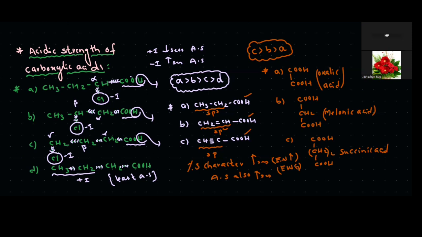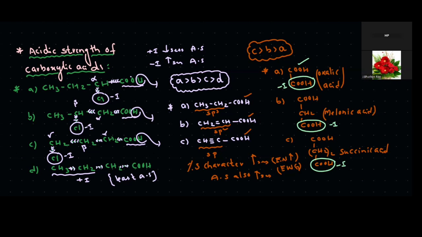Now, generally we can identify this. This group alone, COOH, acts as a minus I. Here this group alone also acts as a minus I. Here also minus I. So generally, the minus I group is directly attached to the carboxylic acid in the first case. In the second case, the distance increased. If you identify, one CH2 group is present here.